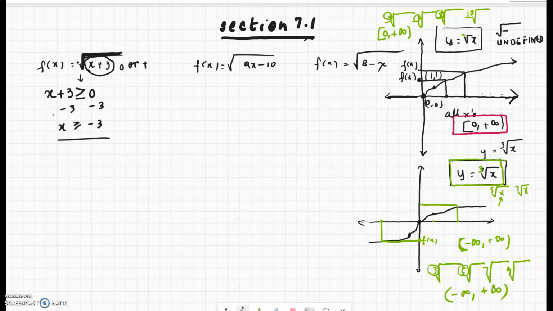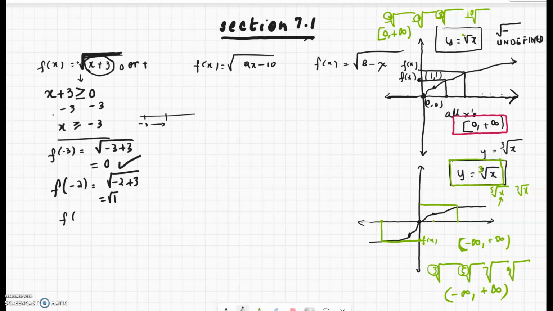So if I plug in a negative 3, I get negative 3 plus 3, which is 0. Perfectly fine. If I plug in anything greater than negative 3, let's say a negative 2, square root of negative 2 plus 3 is 1. Perfectly well defined. I plug in a 0, I get a square root of 0 plus 3, perfectly well defined.